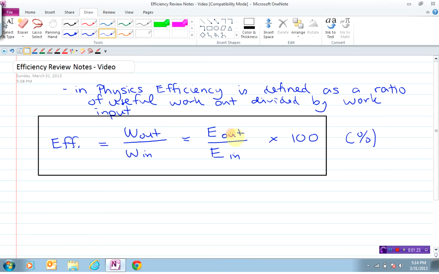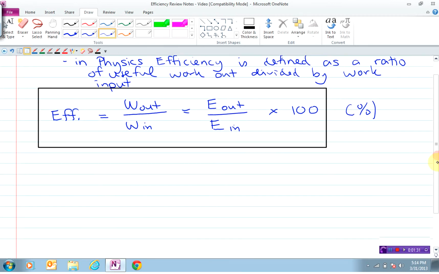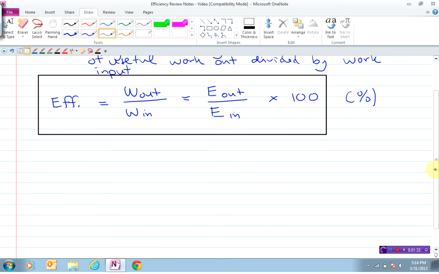You could also use power out divided by power in. Now since it's a ratio of two equivalent things, efficiency does not have any units whatsoever. Okay, so let's do a relatively simple problem using this equation, one that's a very common problem. So here it goes, problem number 1.